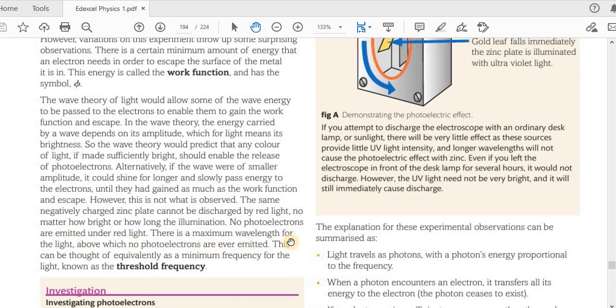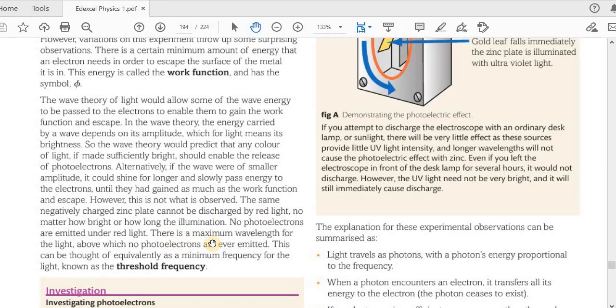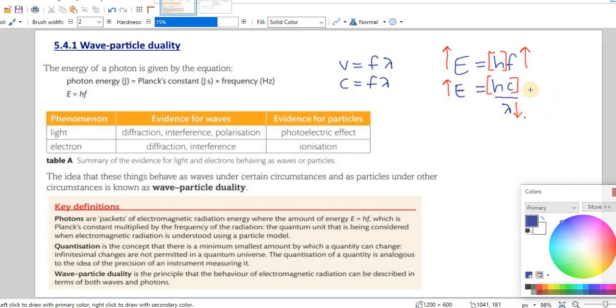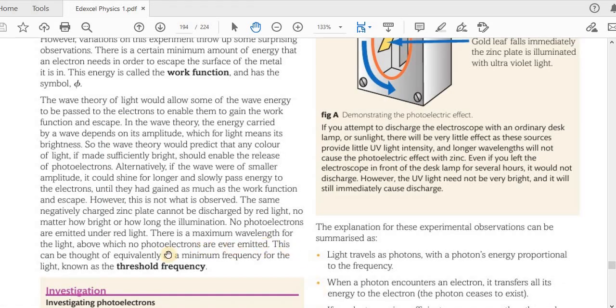There is a maximum wavelength for the light above which no photoelectrons are emitted. Remember, the shorter the wavelength, the greater the energy. Look at this, then it's easier. Okay, shorter the wavelength, greater the frequency, greater the energy. So that's why they say there is a maximum wavelength for the light. If the wavelength is greater than that, then the energy will be less. If the wavelength is greater, energy will be less. So there is a maximum wavelength for the light above which no photoelectrons are emitted.